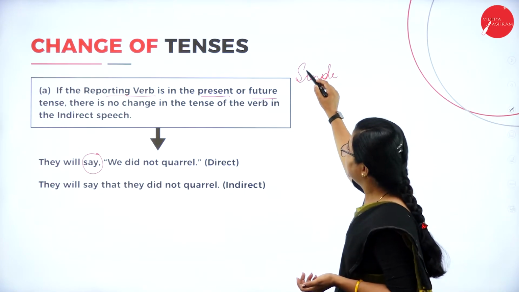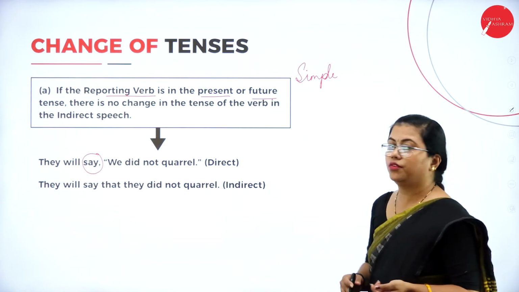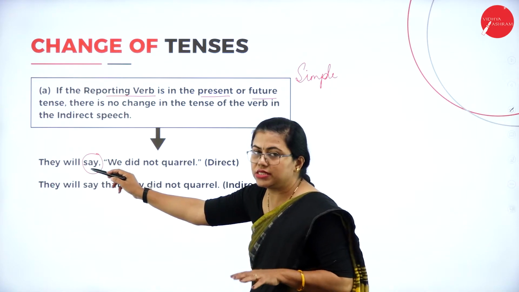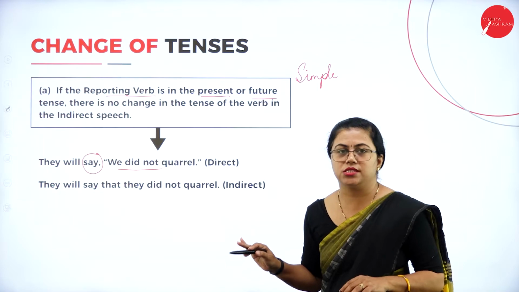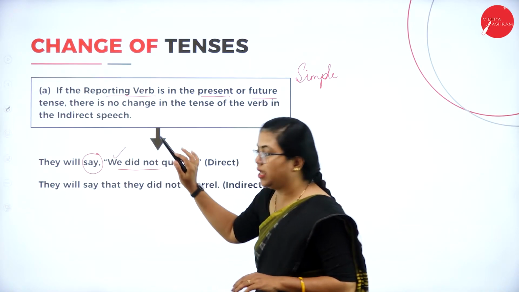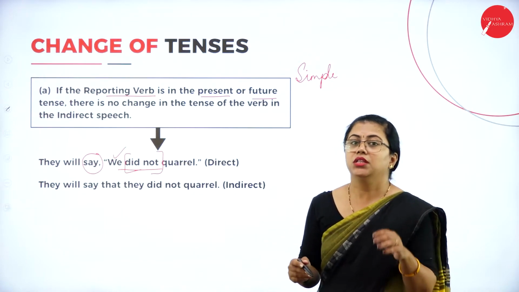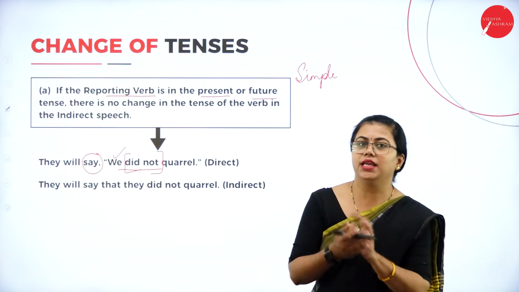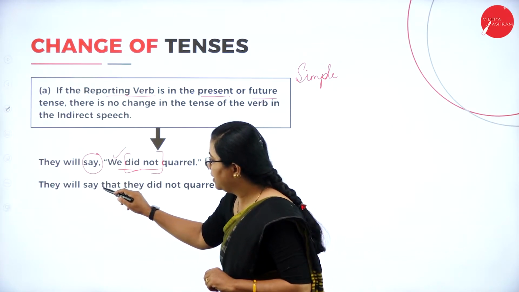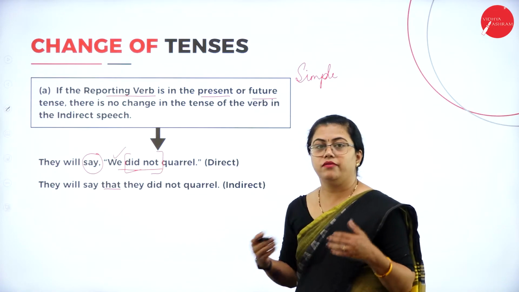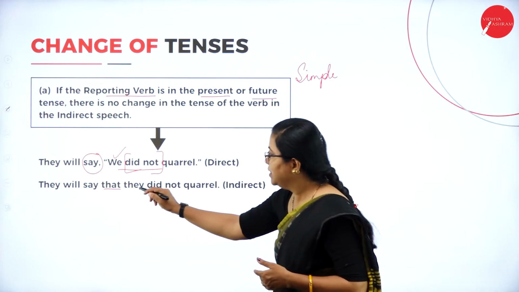Okay, so if it is in simple present or simple future, there is no change in the tense of the verb in indirect speech. That means if this is in simple present or simple future, here you will not make any changes. Means you are going to change the pronouns, but I am talking about the verbs. Okay, there will be no change in the verbs inside the inverted commas. So how do you do that? They will say, yes, comma will be replaced by that. We are not talking about us, we are talking about somebody else.